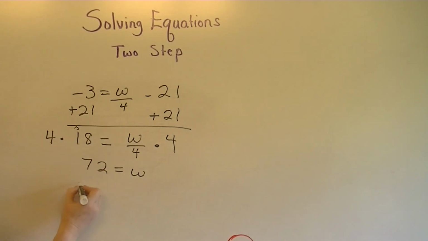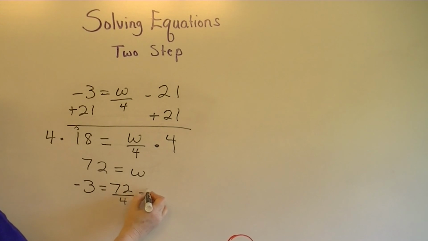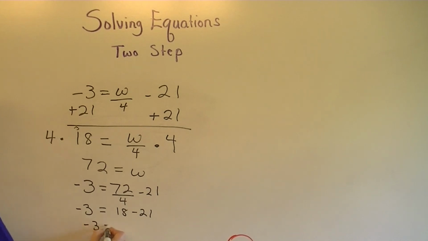Now, if we wanted to check the work, we would write the original equation and then replace W with the 72. And that would be 18 minus 21, and then we would get -3 equals -3, and that's true. And since that's a true statement, we know that we solved correctly for our variable, which is W.